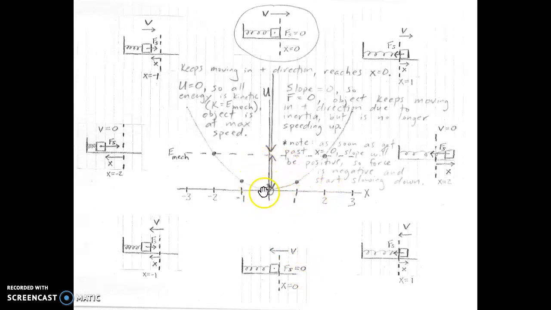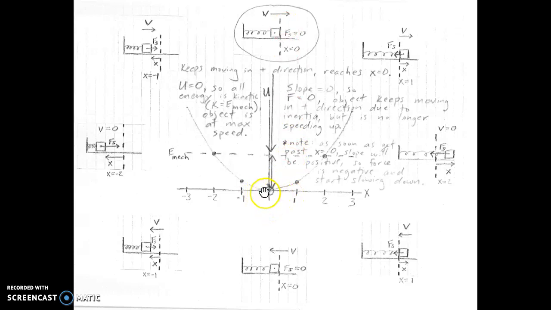So then we get to here. Now at this point, we can see our potential energy is 0, but we still have this much mechanical energy. So now all of the energy has to be kinetic energy. So it keeps moving in the positive direction. It reaches this position. Our potential energy is 0, so all of it's kinetic energy. If all of the energy is kinetic energy, that has to be the max speed. And that's what we observed here. In this position, we knew we were at our max speed, and that's what the graph shows us.